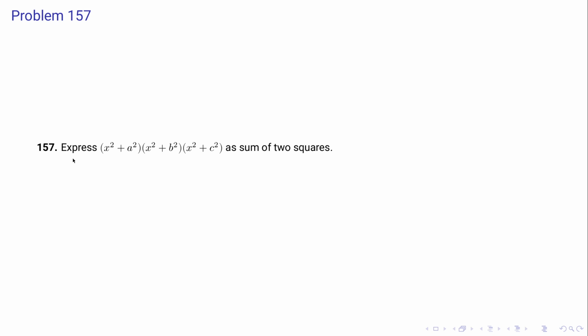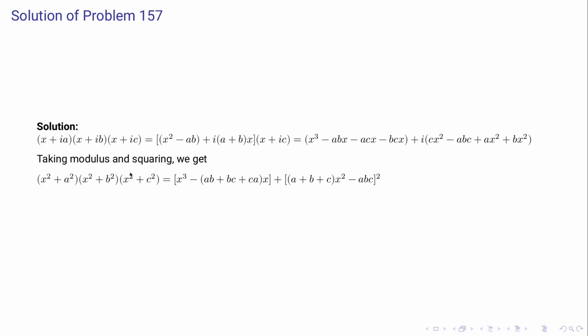Problem 157 says: express (x² + a²)(x² + b²)(x² + c²) as a sum of two squares. So we just multiply this whole thing, and we arrive at the result x³ − abx − acx − bcx + i(cx² − ab + ax² + bx²). So we take the modulus and we square it, and we get this result.